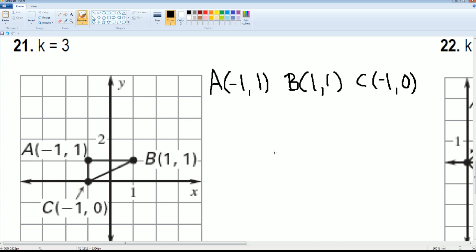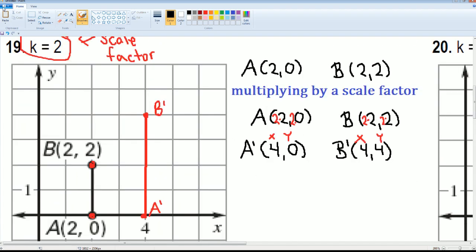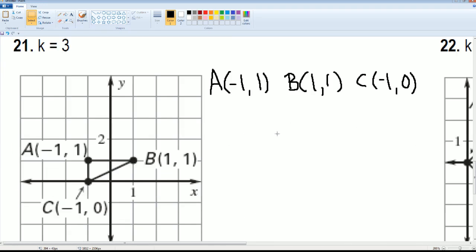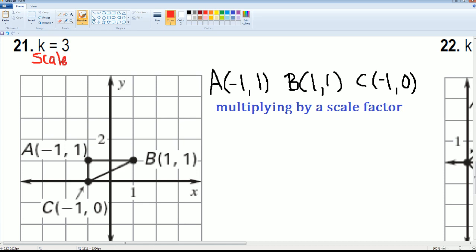Good. Now I want to go through the dilation by what? Dilation by multiplying by the scale factor. I'm going to multiply by the scale factor. What is the scale factor? This is the scale factor right here. The scale factor is 3.